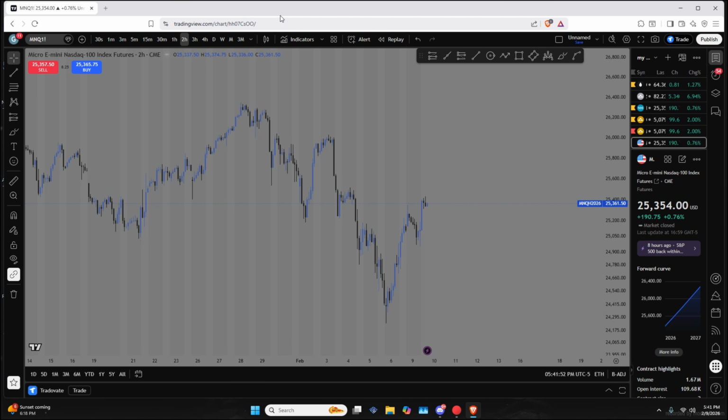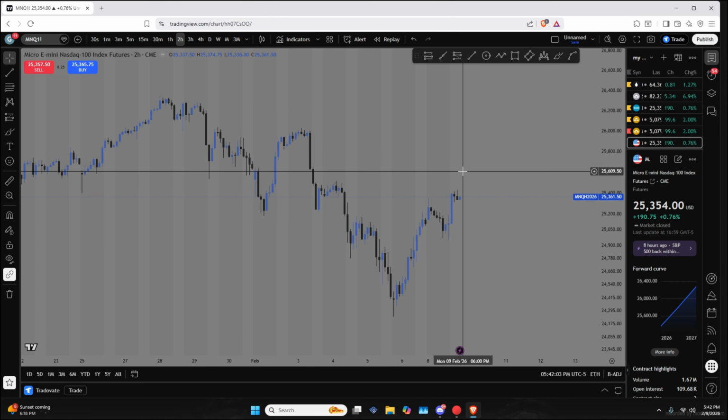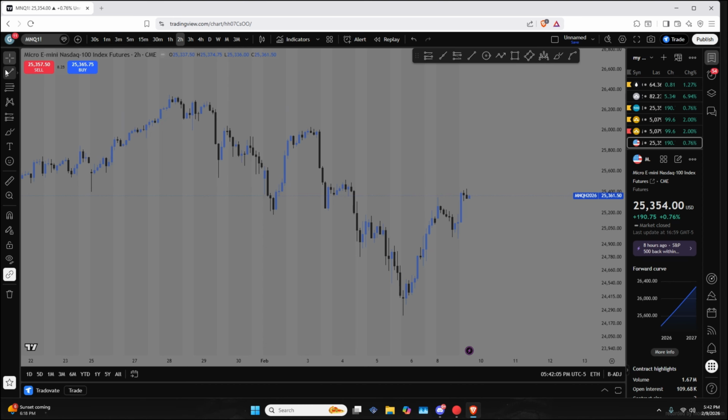All right, so first, breaking down what CRT is. CRT is candle range theory, and the way we use it is like this. The first thing we do is come to the charts and look at the market overall, right?